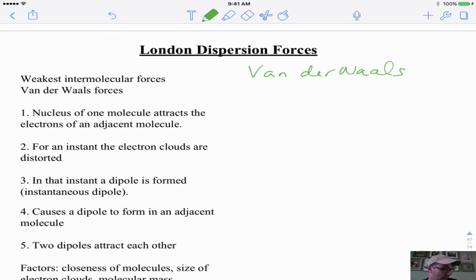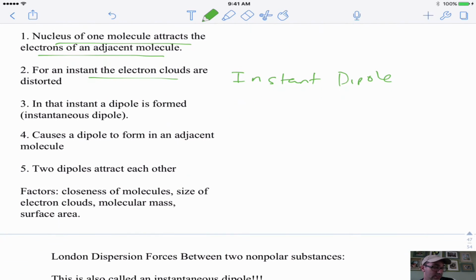And so what happens is the nucleus from one molecule is going to attract electrons from an adjacent molecule. And in an instant, they're going to become attracted to each other. You're going to distort their electrons. They're going to be what's known as an instant dipole. The two molecules, or atoms, attract each other for an instant. They stick together. They liquefy. But it's very, very weak. And so molecules that have these types of London dispersion forces don't have very high melting points or boiling points. They tend to exist as gases.